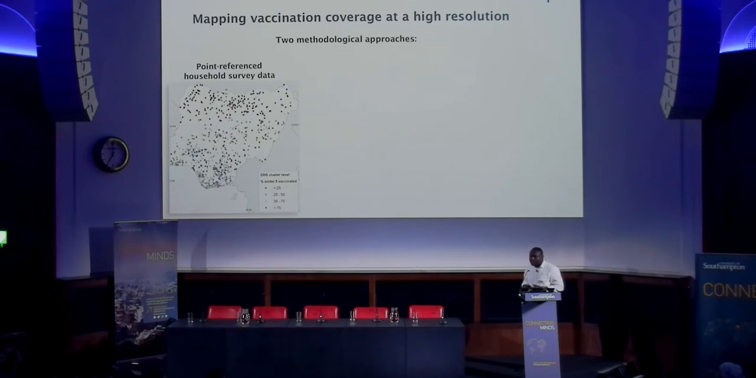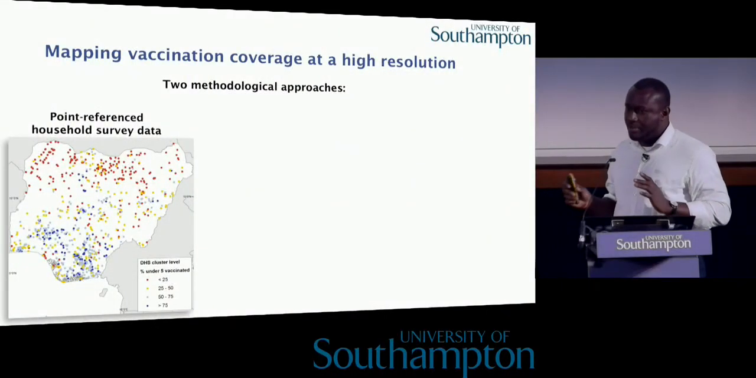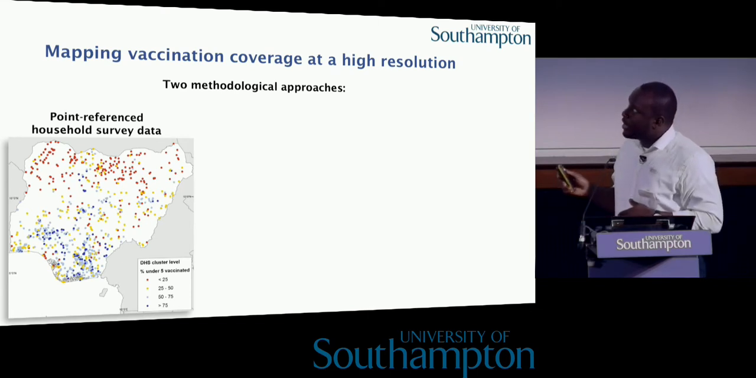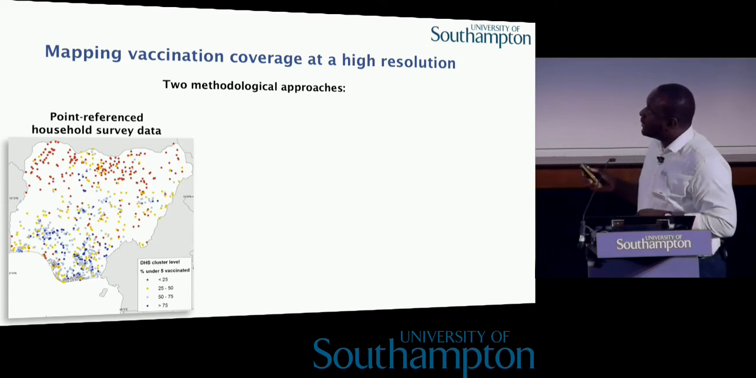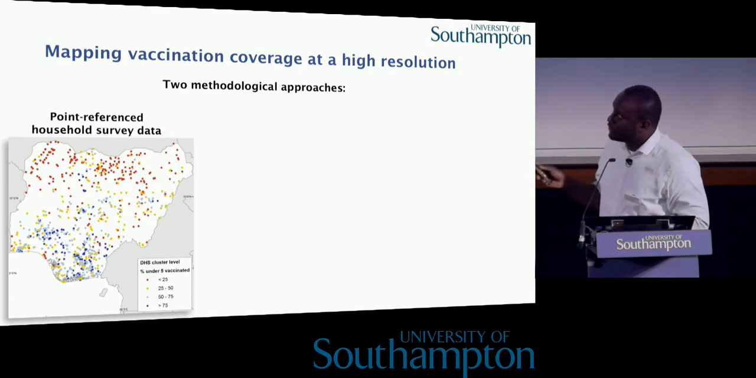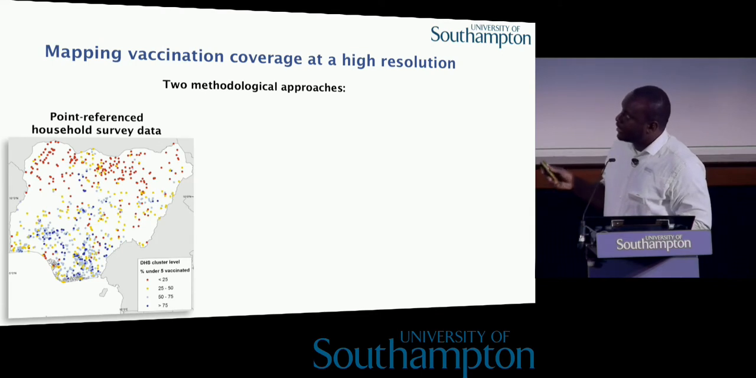So household surveys are surveys that are carried out in low and middle income countries that provide data on a wide range of health and demographic indicators, with vaccination coverage being one of them. So here we have an example of the distribution of survey locations in Nigeria.